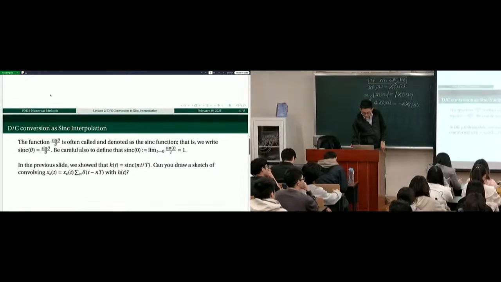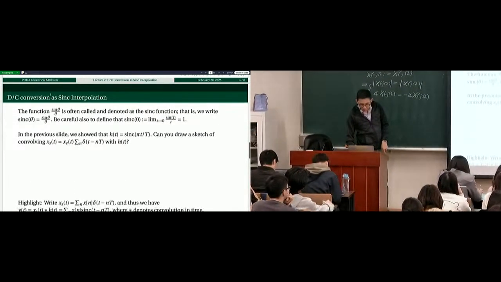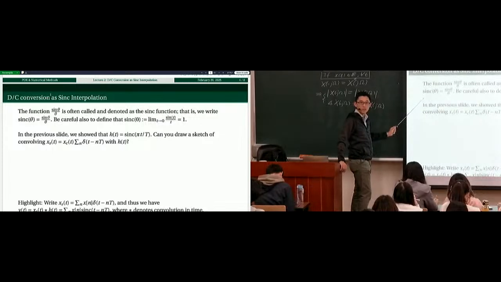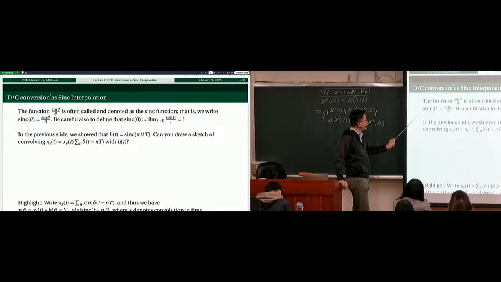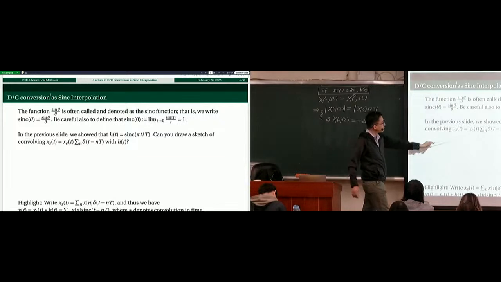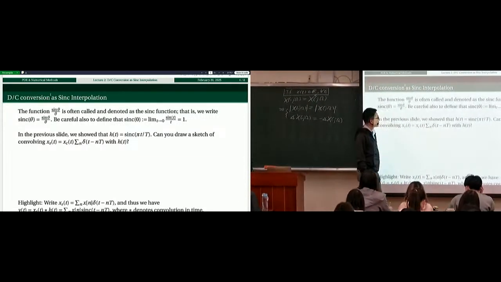And we'll officially call this function the sinc function. We can define the sinc function by sine theta divided by theta. That's the result of our ideal low-pass filter. That is its impulse response in the time domain. Yeah, so the impulse response is the sinc function.